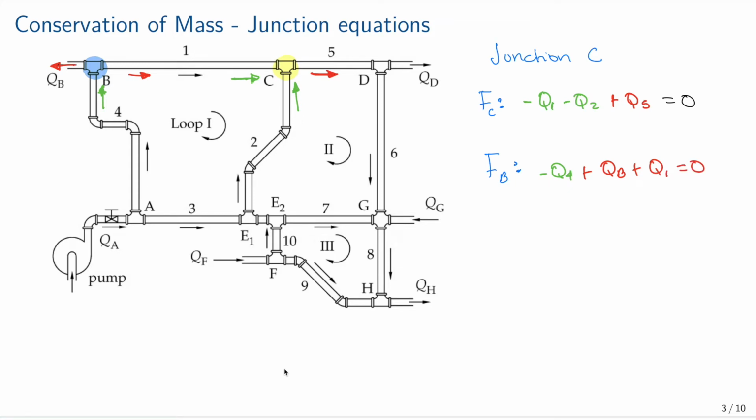Now let me highlight that in this particular case, QB is known. So this is not an unknown. All the other ones are unknown. And we can continue with all the others. So we can have the equation for joint A, the equation for joint B, C, the equation for joint D, and so forth. So this is a set of equations for the junctions. In total, we have as many equations as we have junctions.